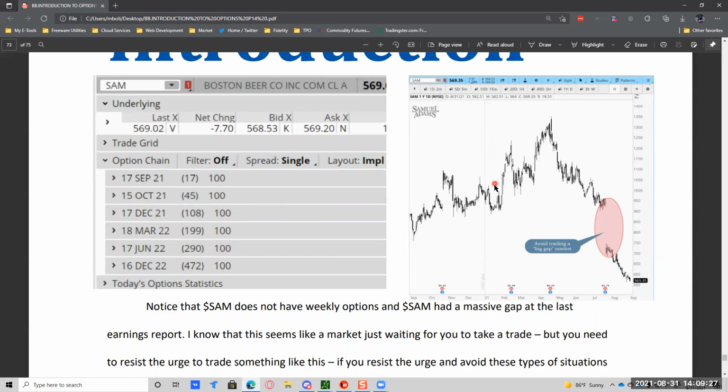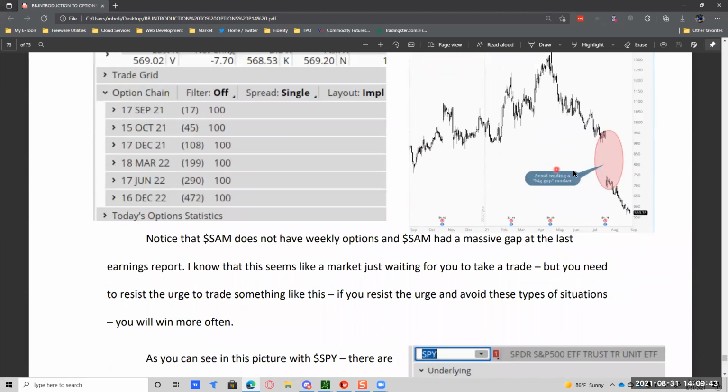So I don't know if the person took the trade or not, but this calls to us, right? We see something like this and it's, oh yeah, I mean, gosh, I want to trade that. No, maybe I don't. It's a really bad idea. If you don't trade things like this, you will win more often.